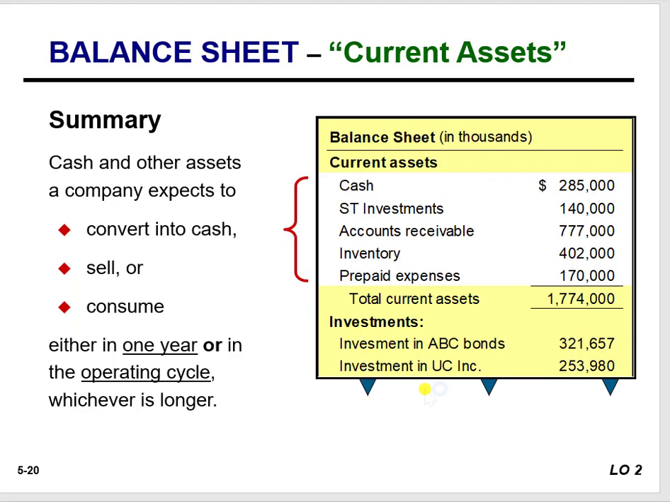So, a summary. Current assets are cash and other assets a company expects to convert into cash, sell, or consume either in one year or in the operating cycle, whichever is longer. Here the balance sheet shows you the section of your cash and cash equivalent items. That includes accounts receivable, inventory, and prepaid expenses.